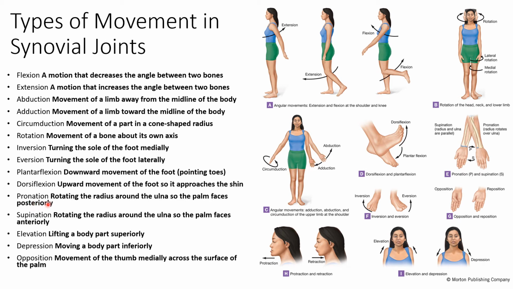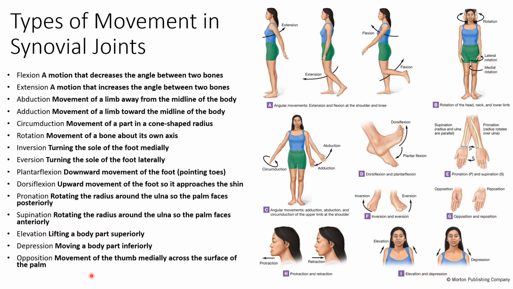Then we also have pronation, which is rotating the radius around the ulna so the palm faces posteriorly. And then we have supination, rotating the radius around the ulna so the palm faces anteriorly. I like to think of supination, if you are holding a bowl of soup, that you are in the position of supination, and then the opposite would be pronation.